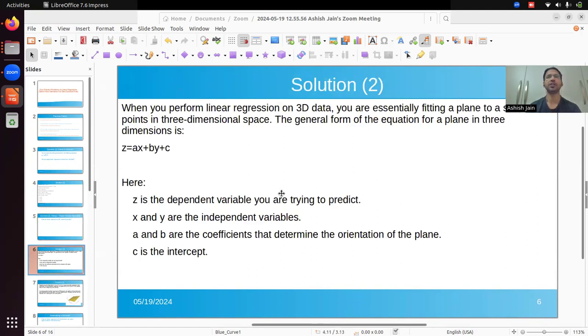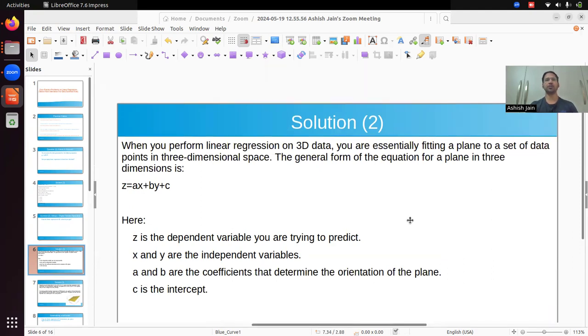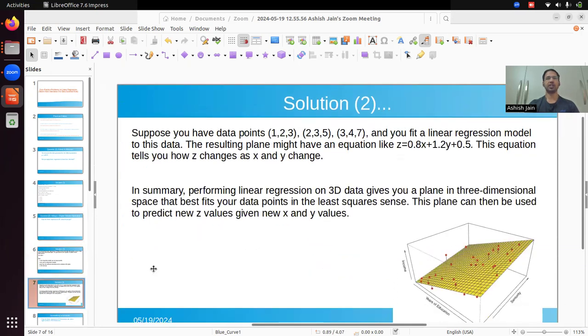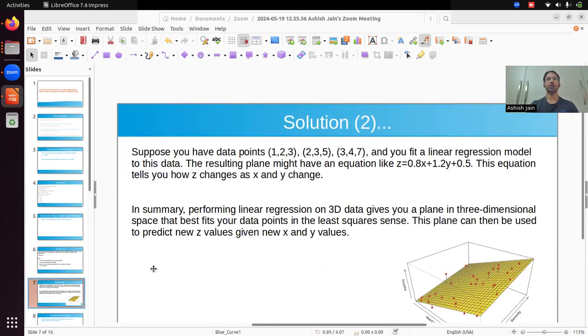When you perform linear regression on 3D, essentially you are fitting a plane to a set of data points in 3-dimensional space. The general form of equation for a plane in 3 dimension is z equals ax plus by plus c. So this has given you some hint. So basically, when you do linear regression on 3D data, what you get is a plane where you try to predict z based on x and y.